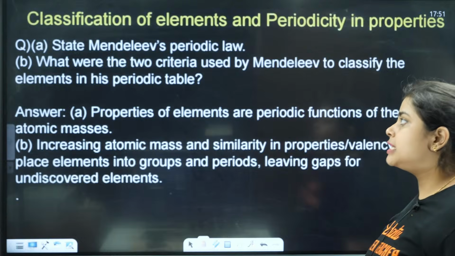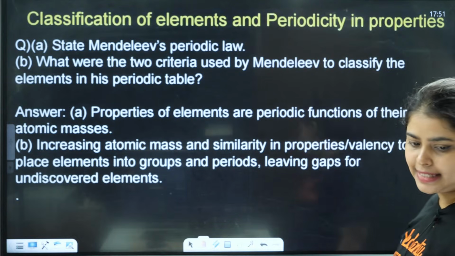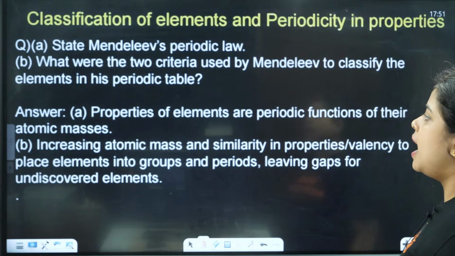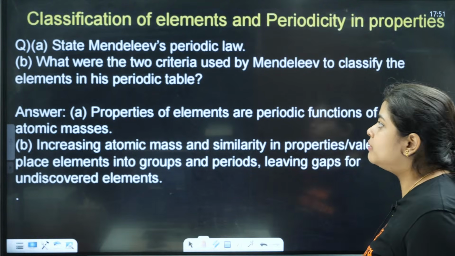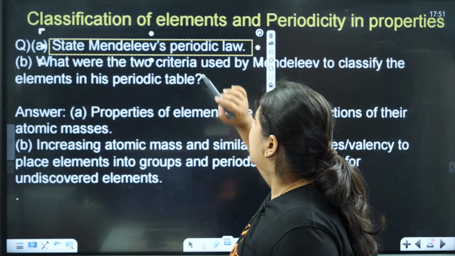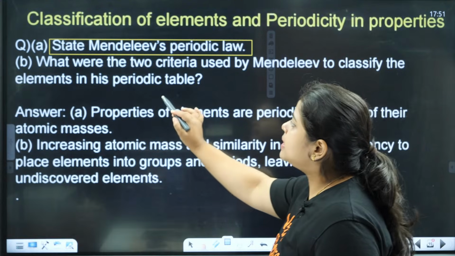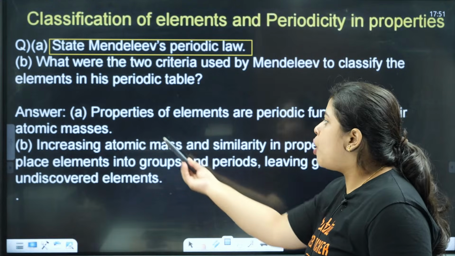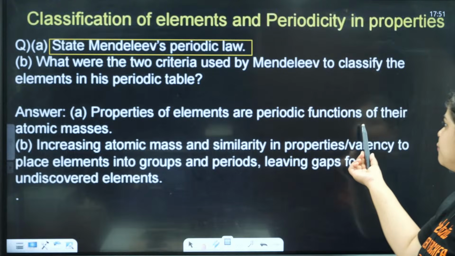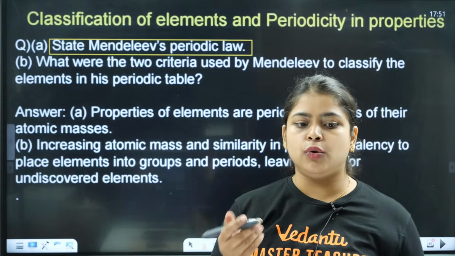Okay, first question, let's start, 3 marks. State the Mendeleev's periodic law. And the second question was: what were the two criteria used by Mendeleev to classify the elements in his periodic table? Properties of elements are periodic functions of their atomic masses. What is atomic masses? Mass.